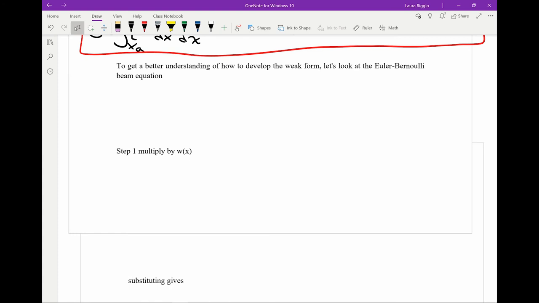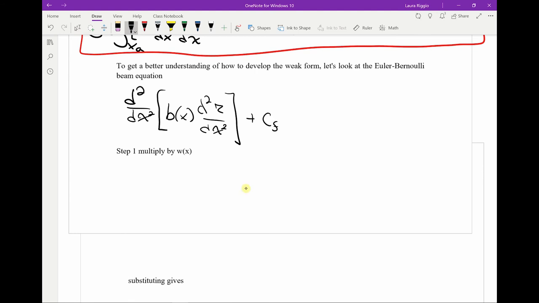So the differential equation that governs the Euler beam equation is d squared/dx squared of (b(x) d squared z/dx squared) plus cf z minus q(x) is equal to 0. So this is a fourth order differential equation, which means we would require a fourth order solution. So step one is to multiply by our weight function and integrate.